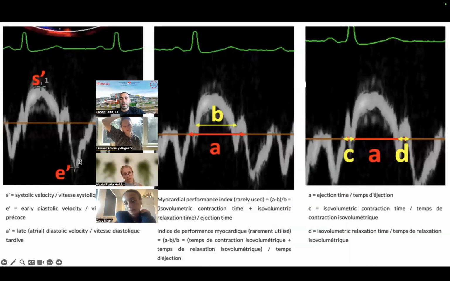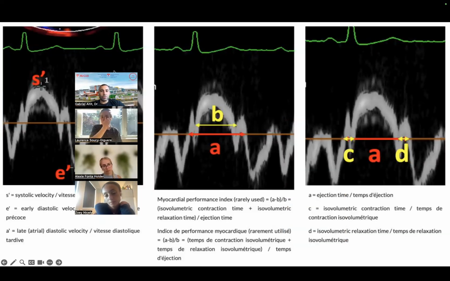So that's one ratio that I find quite interesting, especially for research and diastolic properties of ventricles. The other thing that's going to be measured is this MPI ratio, which includes the isovolumetric contraction time, the isovolumetric relaxation time, and the ejection time. So it's a marker of a combination of systolic and diastolic properties of the myocardial wall.